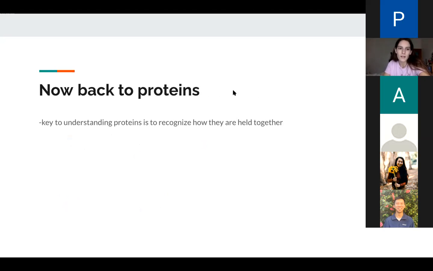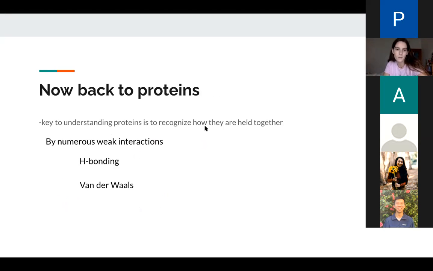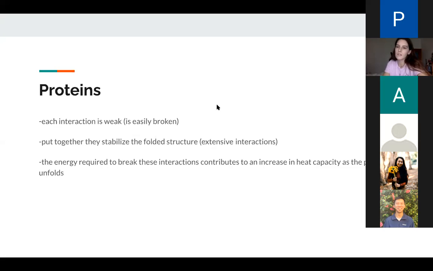So now we're going to go back to proteins. And the key to understanding proteins is to recognize how they're held together. So basically, proteins are held together by numerous weak interactions, and this includes hydrogen bonding and van der Waals forces. And so each of these interactions on their own is weak or easily broken, but if you put them together, they can really help stabilize the folded structure through extensive interactions. And the energy required to break these interactions contributes to an increase in heat capacity as the protein unfolds.